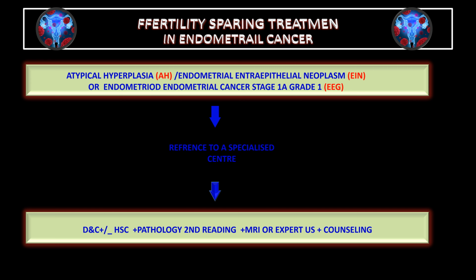Endometrial biopsy can be done either with hysteroscopic resection or D&C, and the curettage must be seen by 2 or more expert pathologists, in addition to expert ultrasound for evaluation of the endometrium and excluding myometrial invasion, or with MRI, and counseling the patient by the fertility specialist team before and after starting the treatment. So this is the first step of the algorithm.